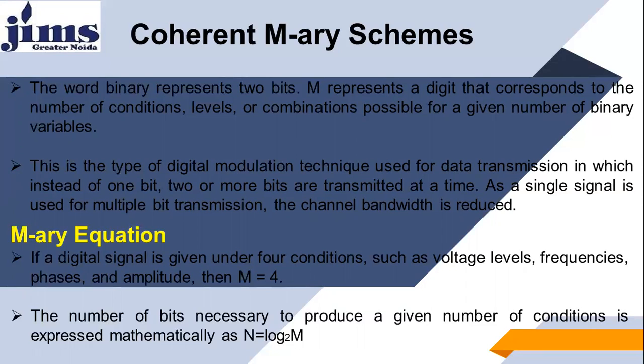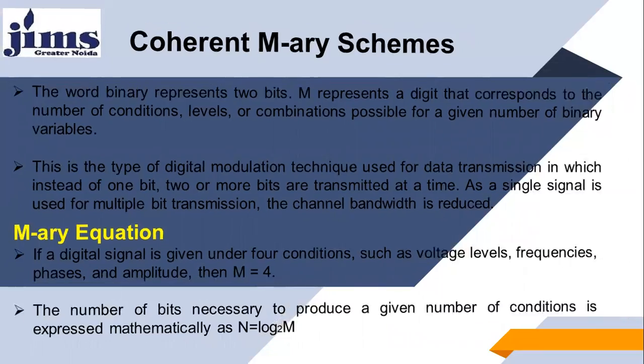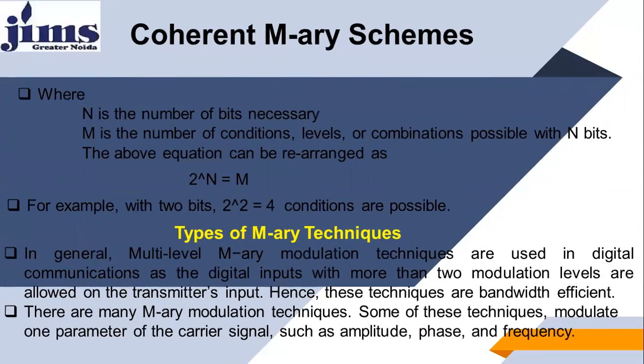The number of bits necessary to produce a given number of conditions is expressed mathematically as n is equal to log to the base 2 of M, where n is the number of bits necessary, and M is the number of conditions, levels or combinations possible with n bits. The above equation can be rearranged as 2 to the power n is equal to M. We also discussed that equation in previous slides. For example, with 2 bits, 2 to the power 2 is equal to 4. 4 conditions are possible, or you can say 4 equations are possible, right?